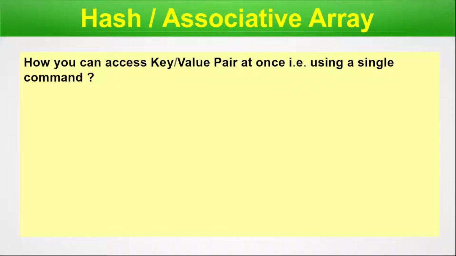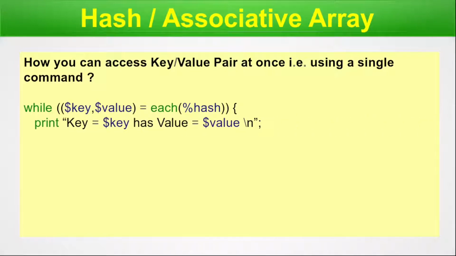Let's move on. Hash or associative array related questions we are going to discuss. Here, first question: how can you access a key value pair at once, that is, using a single command? That is a one-liner. This is the way. Here we can write while (($key, $value) = each %hash), and here we print: key $key has a value equal to $value. So key and value come from the hash with the function each.